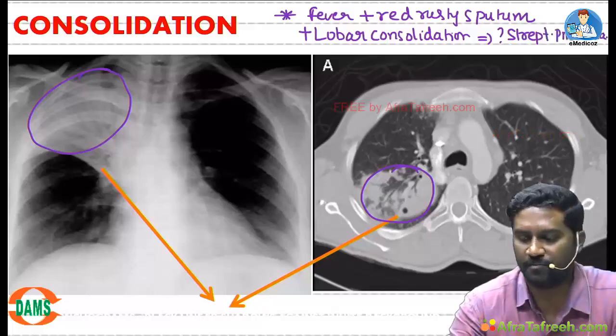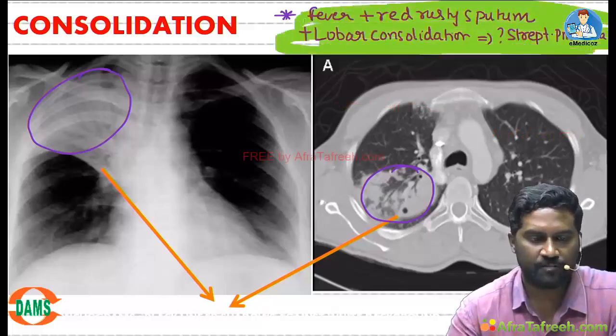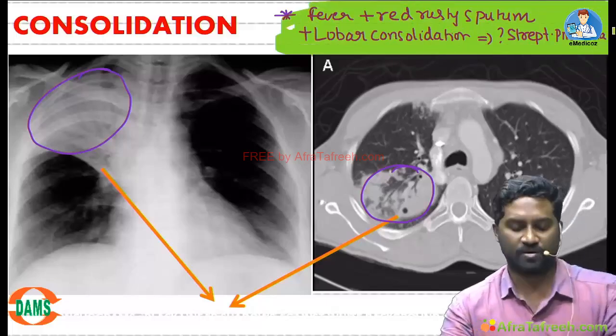Very important box. So just a brief revision. Already we have discussed. Fever, red rusty sputum and lobar consolidation. You should keep in your mind Streptococcus pneumoniae.